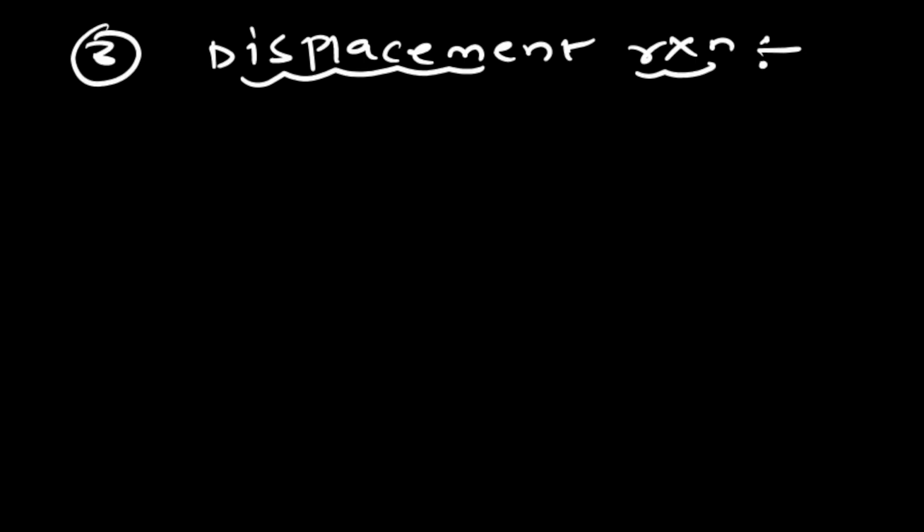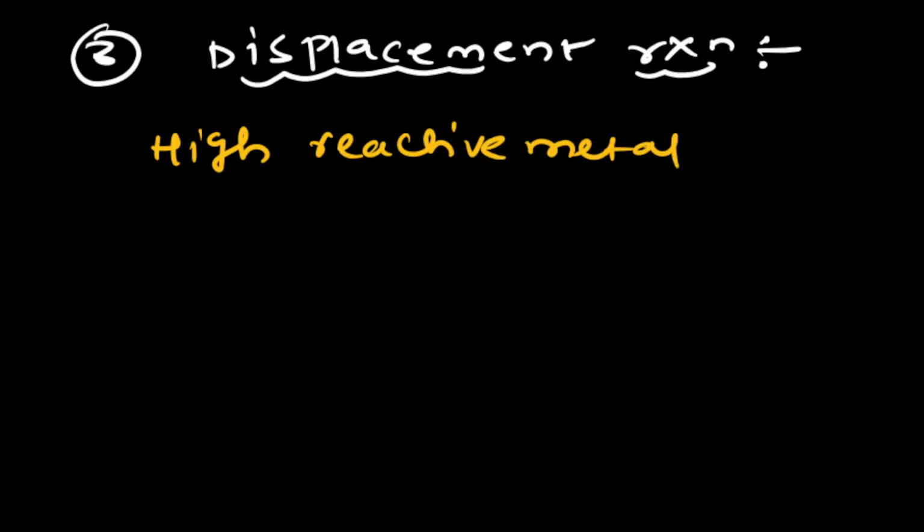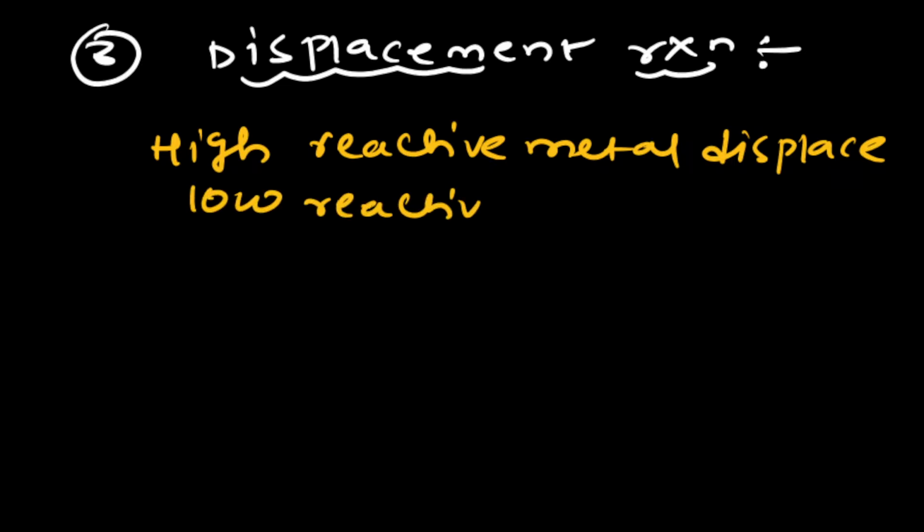What is the meaning of the displacement reaction? An atom or ion in a compound is replaced by another atom or ion. Clear? Now, displacement means high reactive metal will displace low reactive metal, right? High reactive metal will displace low reactive metal.